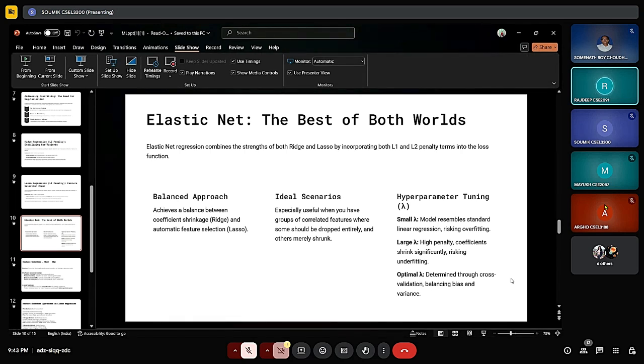And in the case of elastic net, we control the strength of the penalties using a hyperparameter lambda. If lambda is too small, we risk overfitting, behaving like normal regression. If lambda is too large, we risk underfitting. So we use cross-validation to find the sweet spot that balances bias and variance. Next slide.